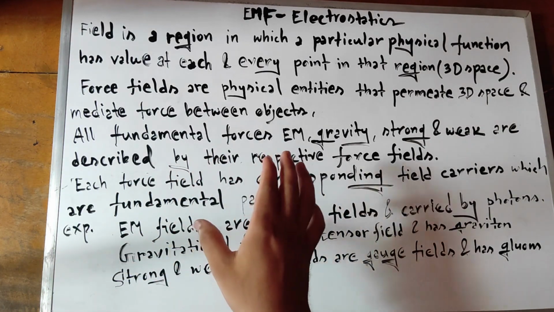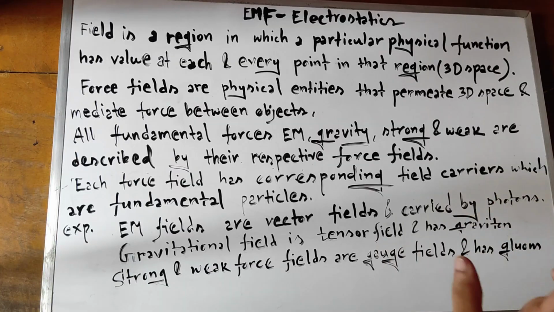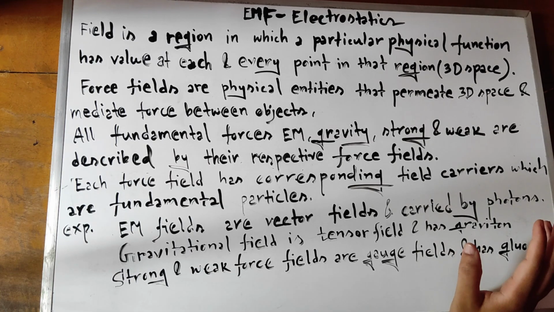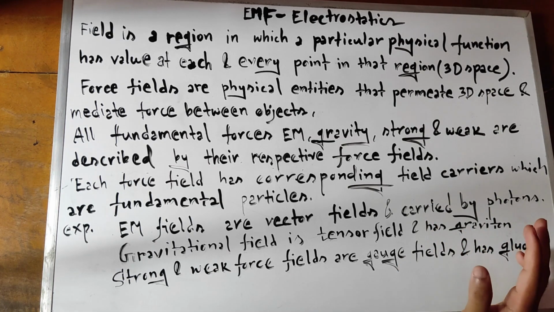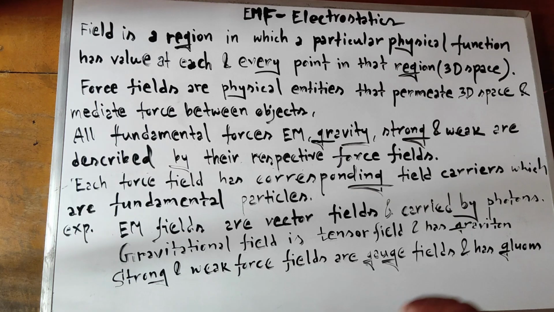So all fundamental forces in physics, for example the EM field, gravity, strong and weak force, all four types of forces, are described by their respective force fields. Besides the electromagnetic force field, there's the gravitational field, and the strong and weak force fields, which exist inside atoms, in nuclei. So they are also fields. They can be described by fields. Gravitational waves and gravitational fields also exist.